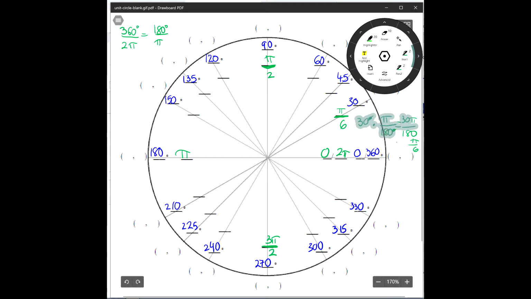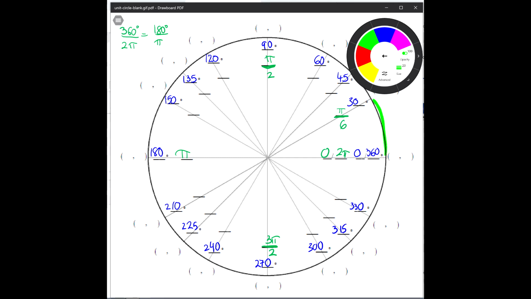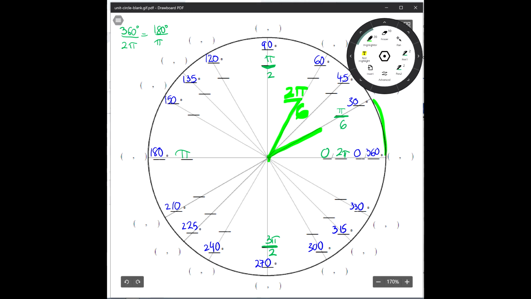Alright, so let me erase this. So now I have pi over 6, and I do the same thing. I know each chunk right here is pi over 6. If I count by pi over 6, this one is pi over 6. The next one right here will be 2 pi over 6. However, I can reduce 2 pi over 6, and if I reduce it, I will get pi over 3.